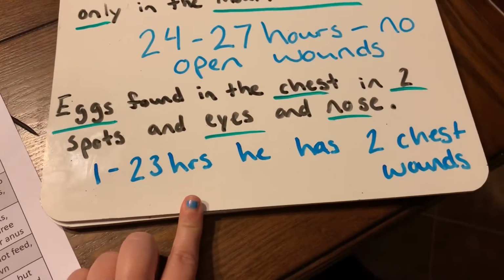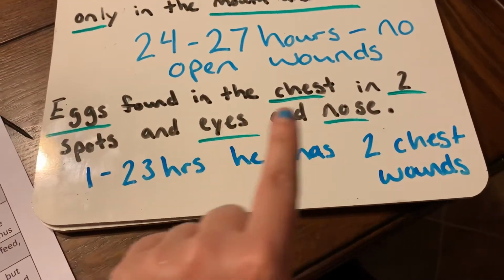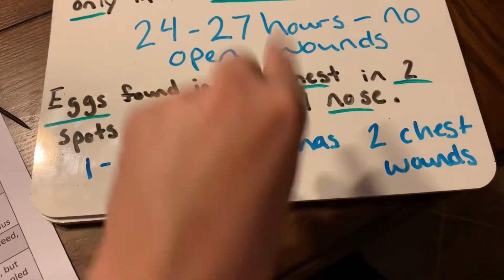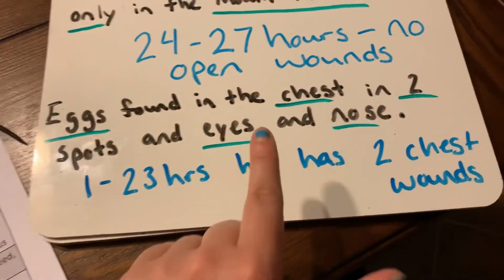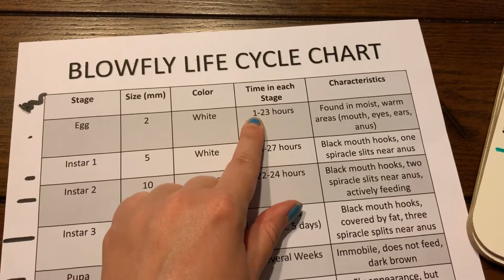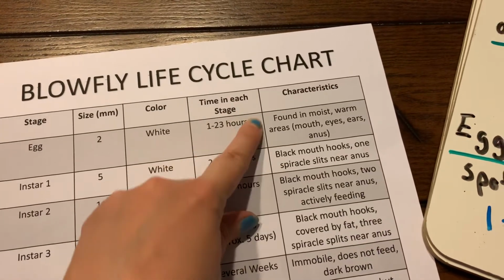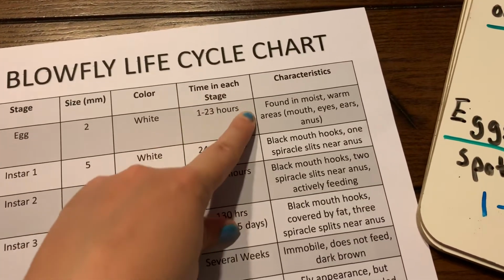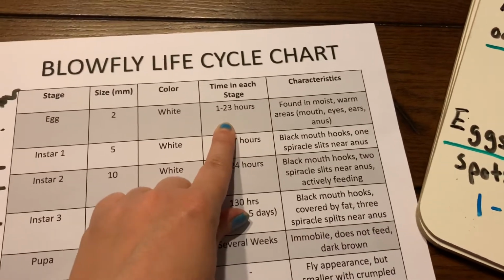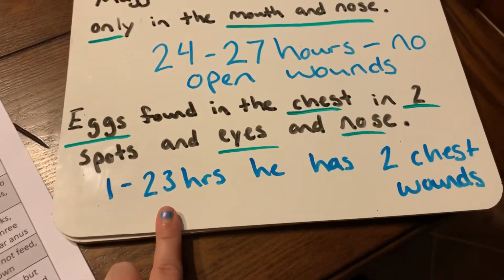A little different scenario: if eggs are found on a body, so only eggs, no maggots, you just find eggs, and they're found in the chest in 2 spots. So you're finding 2 little pockets on the chest with eggs in them and in the eyes and the nose. What that would tell me is that flies can find it within an hour. So the flies can find it really fast and lay eggs, but they're not going to hatch for 23 hours. So the person couldn't have been dead more than a day, unless there are some other circumstances, but on average, they couldn't have been dead for more than a day because that's how long it takes for an egg to hatch. So we're in that 1 to 23 hours since the person has died.